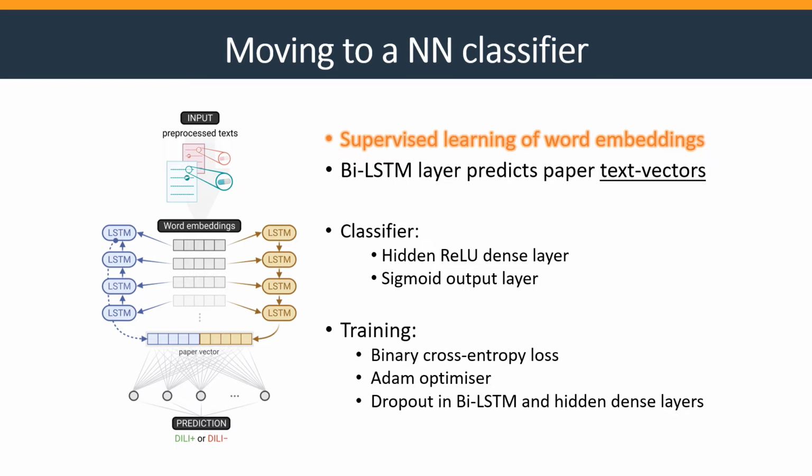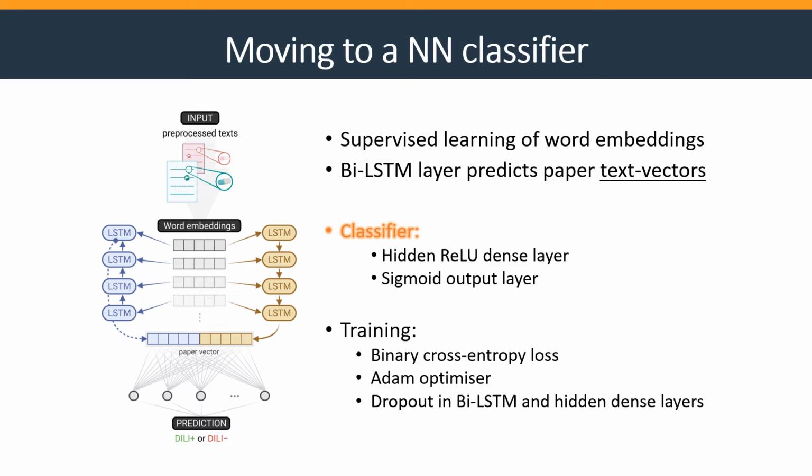And here we again have an embedding layer to learn word embeddings in a supervised way. However, this is followed by a bidirectional long short-term memory layer to predict paper text vectors. And when I'm talking about paper vectors, these are the vectors that are passed along to the final classification layers. In this case then, the paper vector is the same thing as the text vector, and I am stressing this here because this is not going to be the case anymore when we augment the model later on.